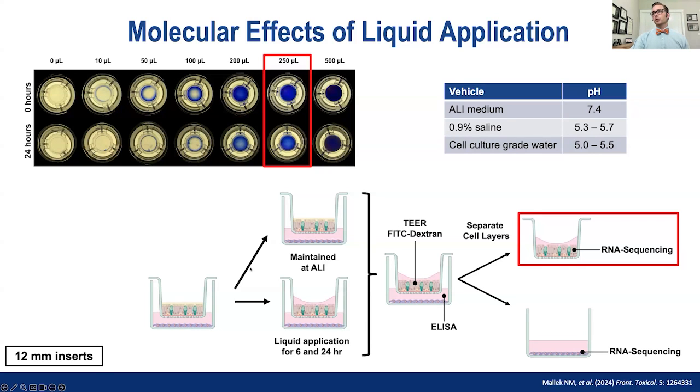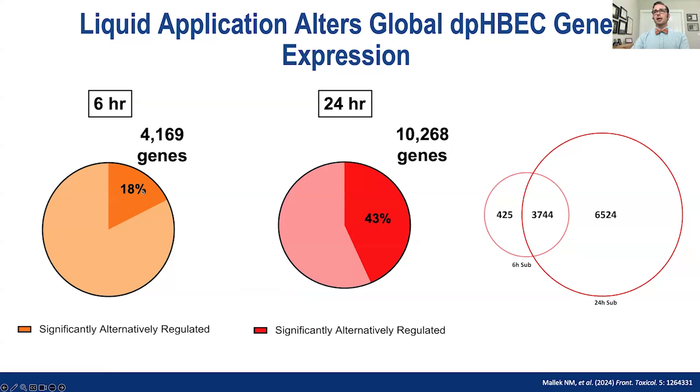So we took our co-cultures and we maintained some at air-liquid interface, and we put liquid on some for 6 or 24 hours. We did some endpoint assays, then we separated, isolated cells, and did RNA sequencing. And we did both, but we'll focus on epithelial cells today. And what we saw by 6 hours is that we had over 4,000 significantly alternatively regulated genes, which increased to over 10,000 by 24 hours. And then we see sort of this progressive effect into the 24-hour alternatively regulated gene number here.